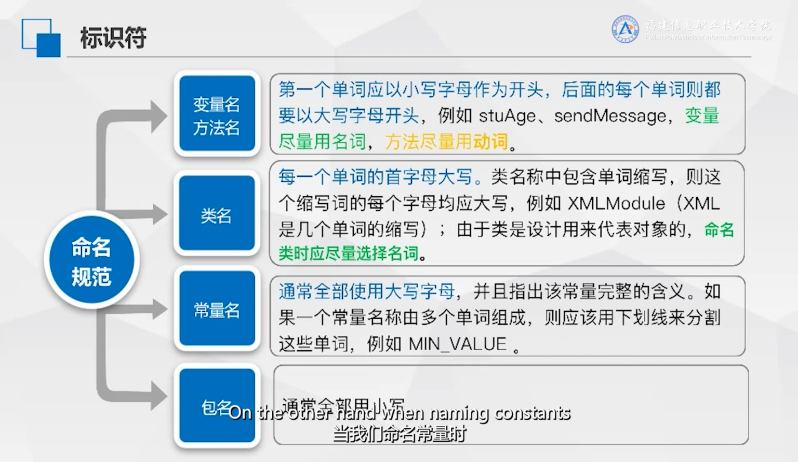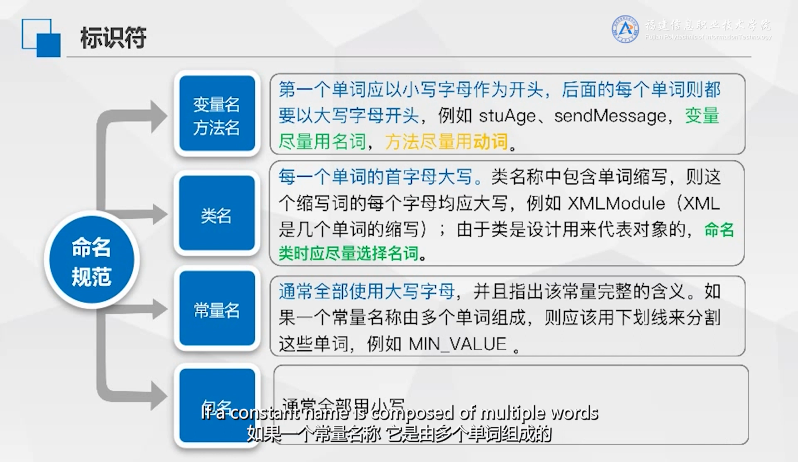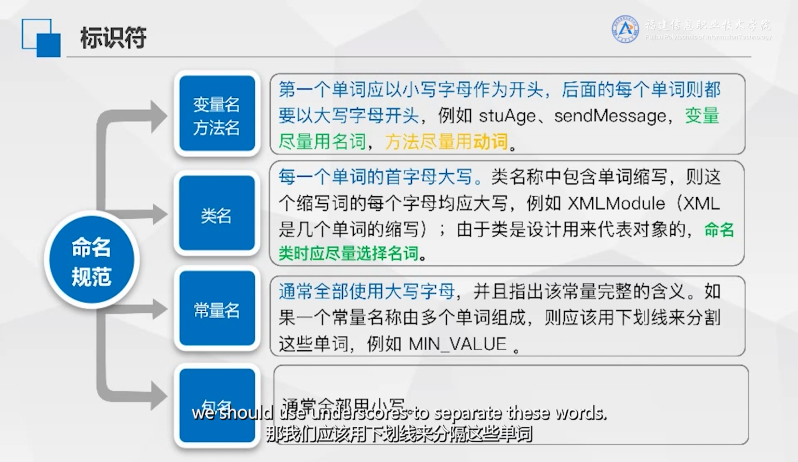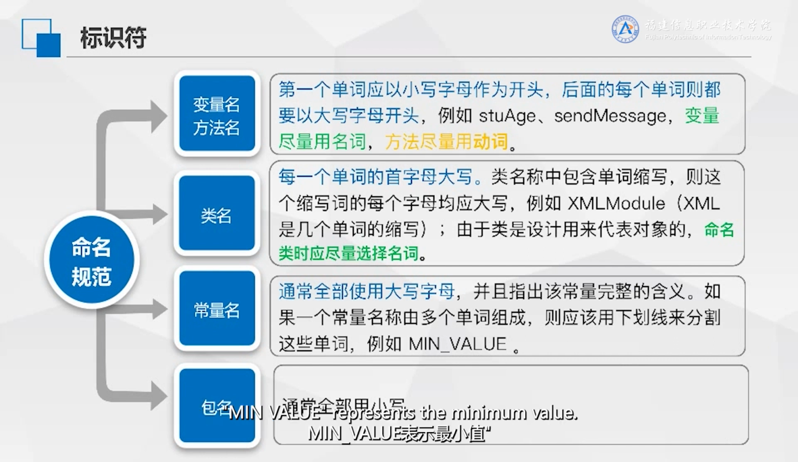On the other hand, when naming constants, it is common to use all uppercase letters and indicate the complete meaning of the constant. If a constant name is composed of multiple words, we should use underscores to separate these words. MIN_VALUE represents the minimum value. When it comes to naming packages, it is customary to use all lowercase letters.